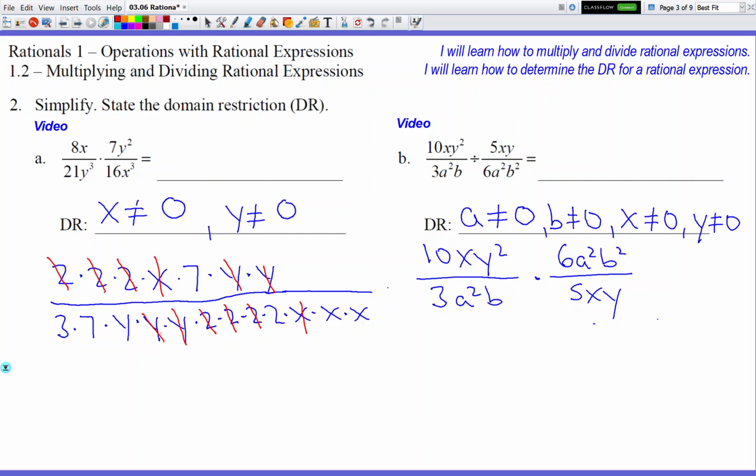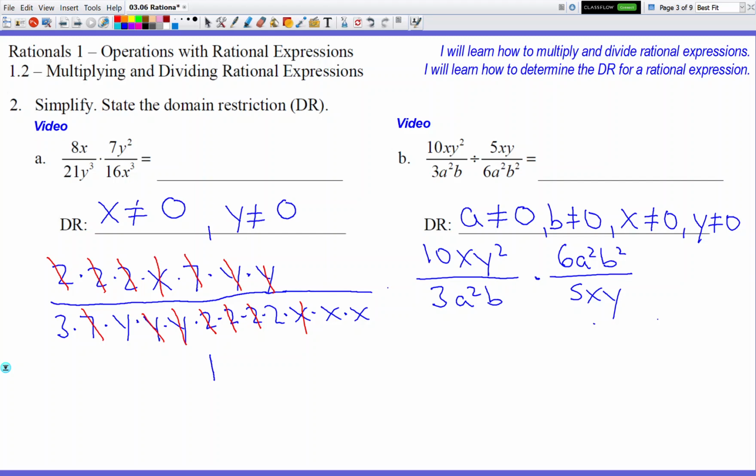I don't see a 7. I actually do see a 7 on the top and the bottom. I can cross that out also. So wow, everything disappeared on the top. So when everything disappears on the top, don't put a 0 on the top. Okay, when everything gets canceled out on the top, put a 1.